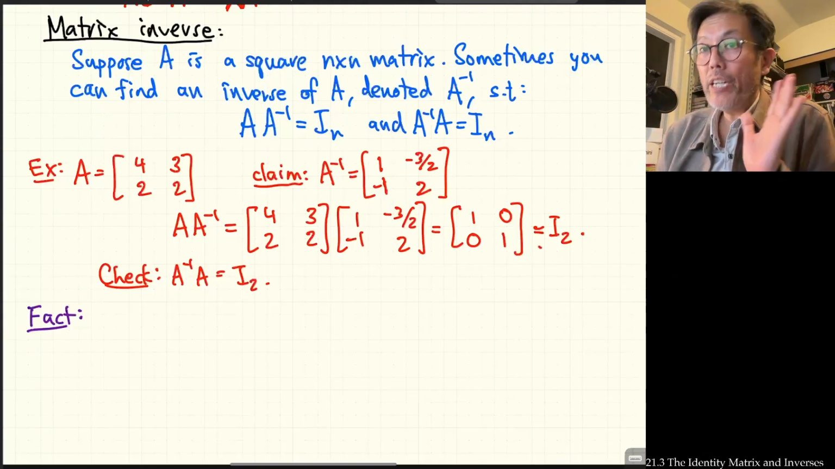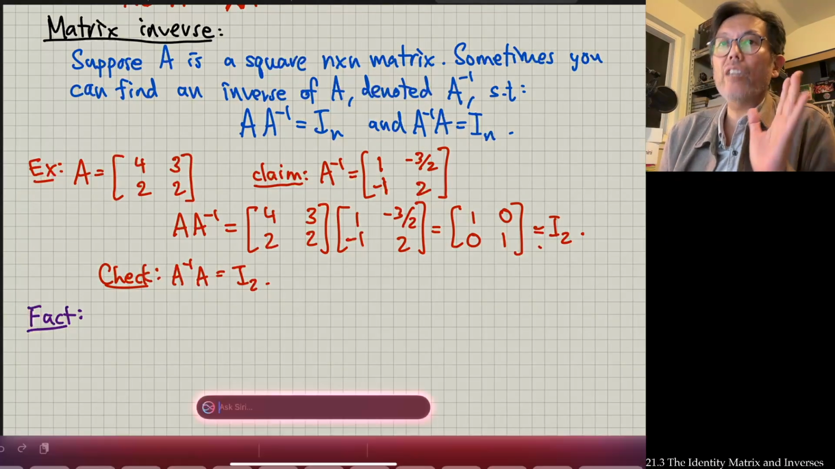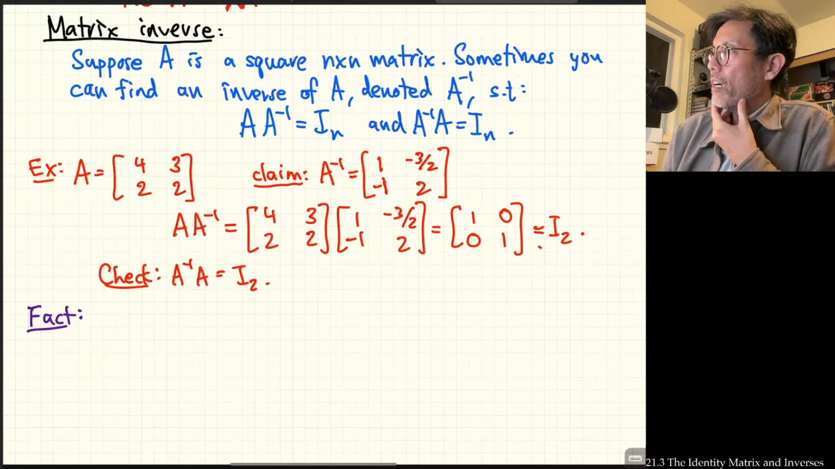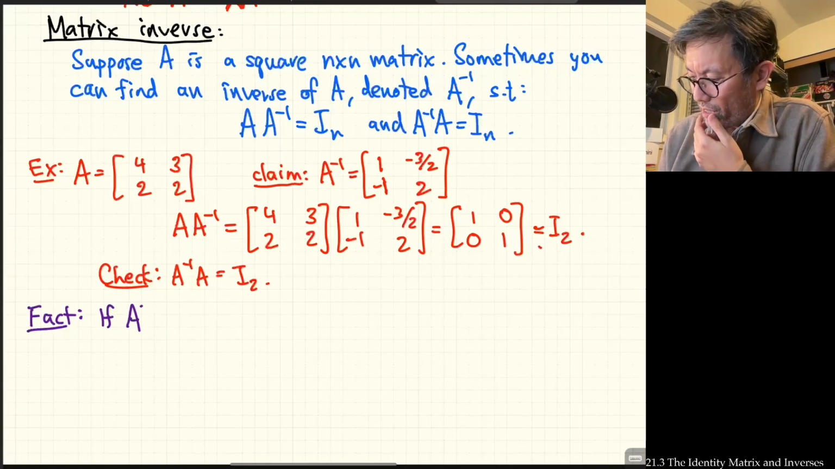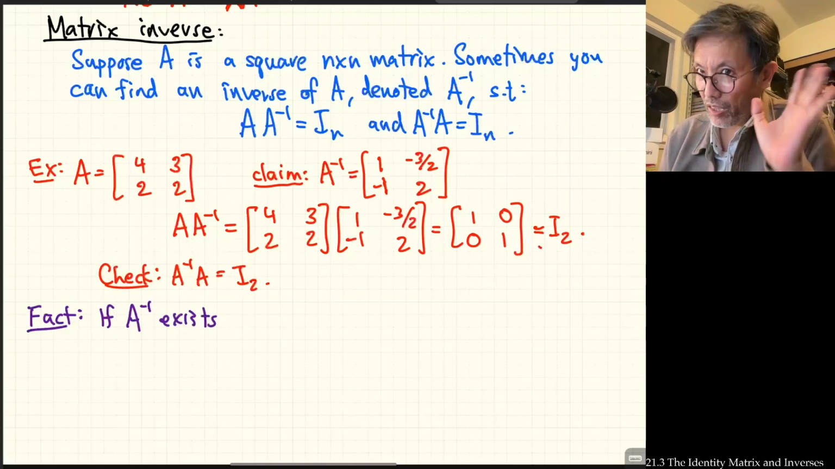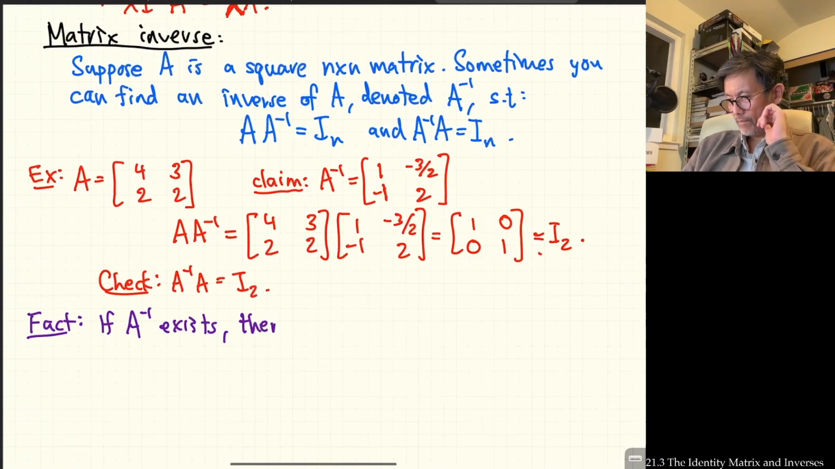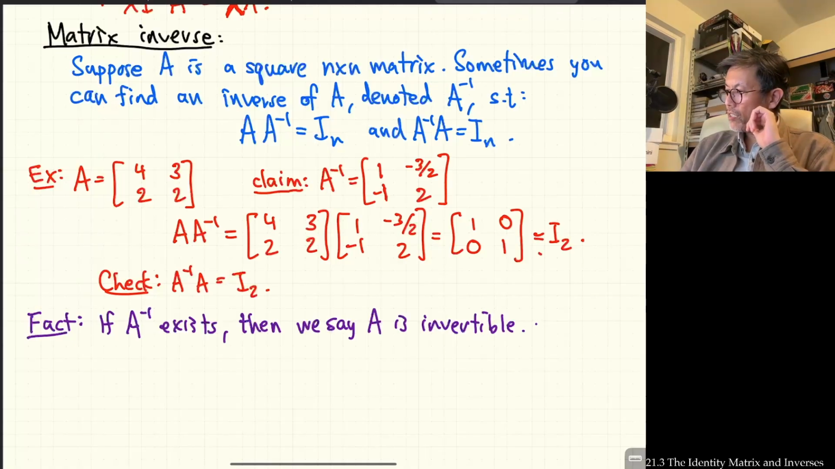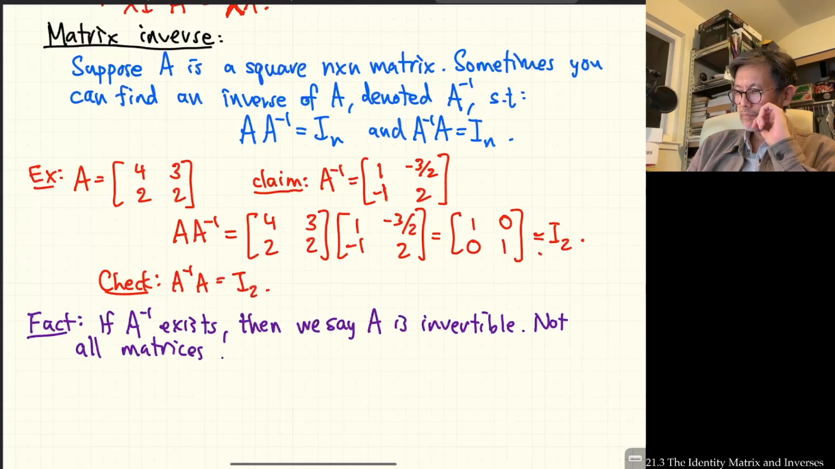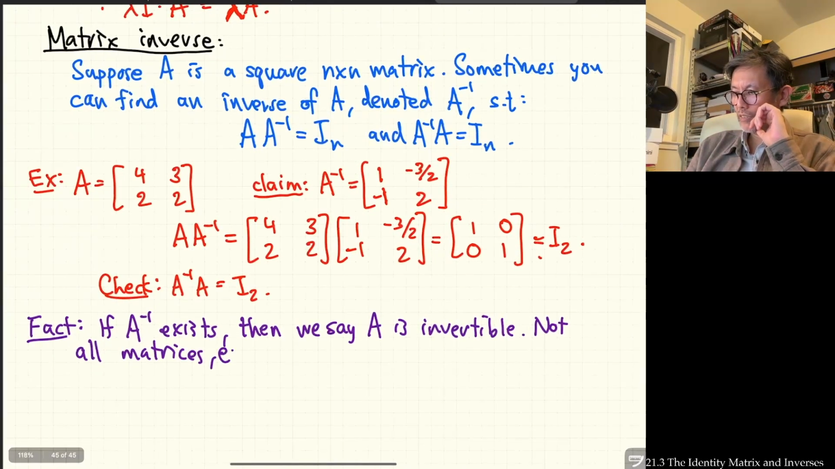If the matrix A inverse exists, and it doesn't always, then we say that A is invertible. Not all matrices are invertible. Even square ones.